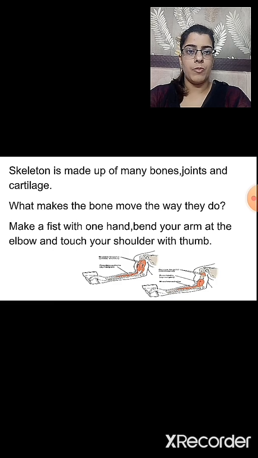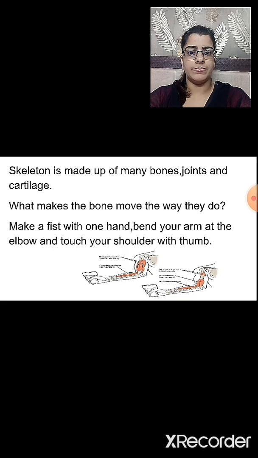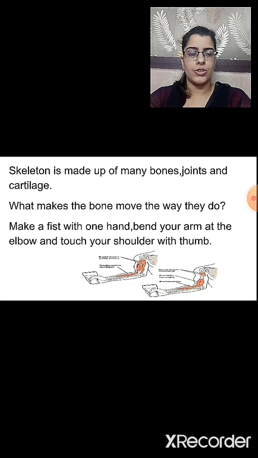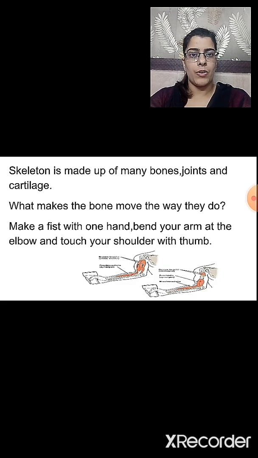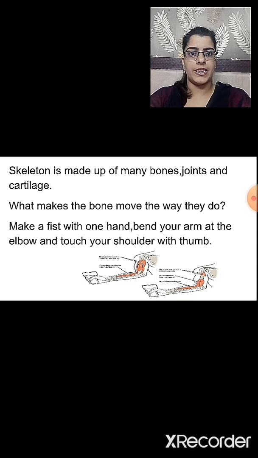To study the movement of our bone, we will perform an activity. I will request you to simultaneously do this activity so that you will get the things more clearly. Make a fist with one hand, bend your arm at the elbow and touch your shoulder with the thumb. What you have to do is make a fist with one hand, bend your arm and now try to touch your shoulder with the thumb.